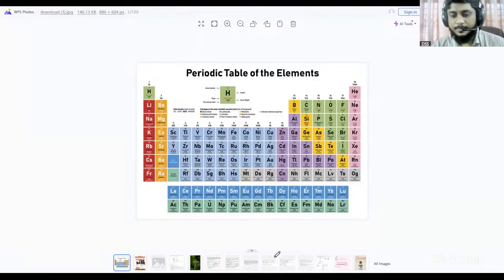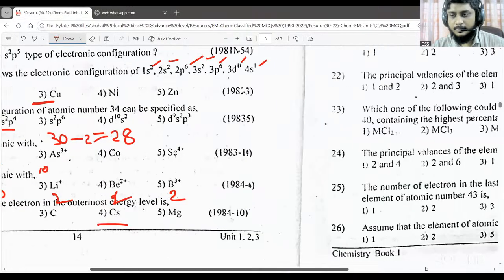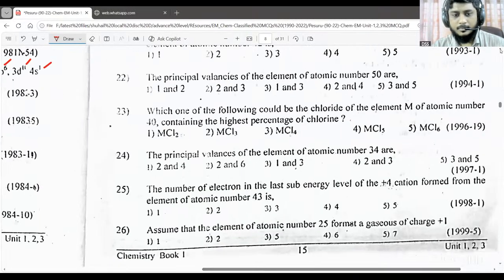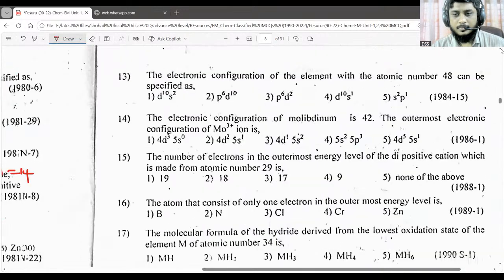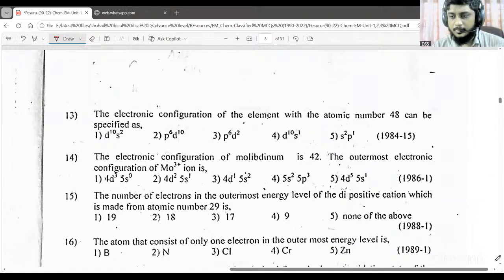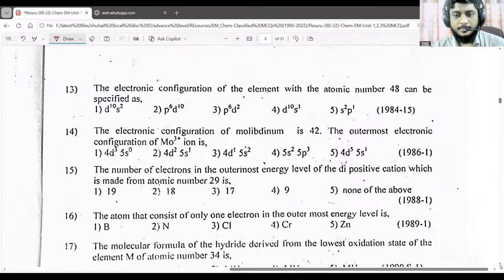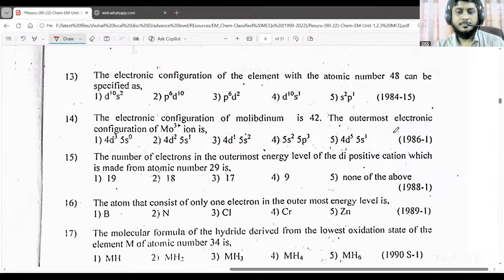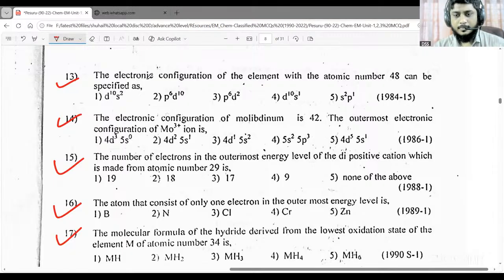Now we are done with that. You can try questions 13 to 17. 13, 14, 15, 16, 17. Try this.